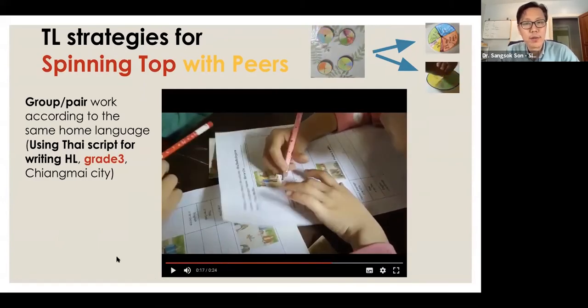So this one is a story writing activity using pictures, chronological pictures. They wrote in Thai, and then they wrote in English also, and eventually they wrote in their home language, which is Hmong. So this is a multilingual classroom, and this group is the Hmong student group. They have never learned how to write the Hmong language, and this time they were encouraged to use the Thai script, Thai orthography, to write their language.